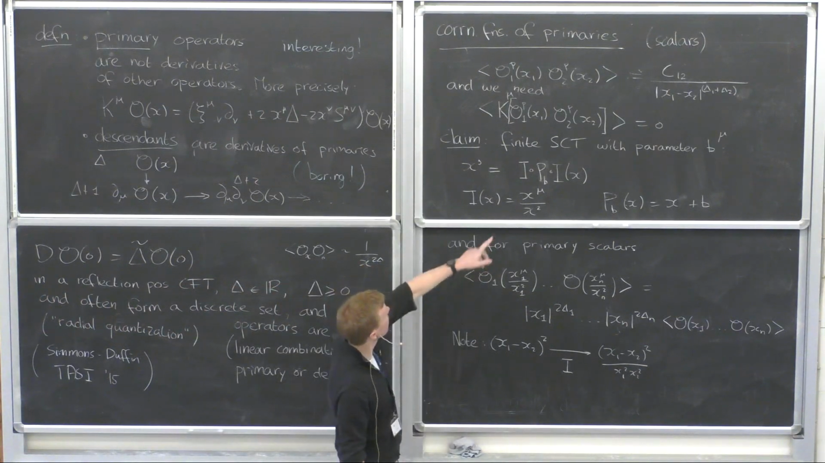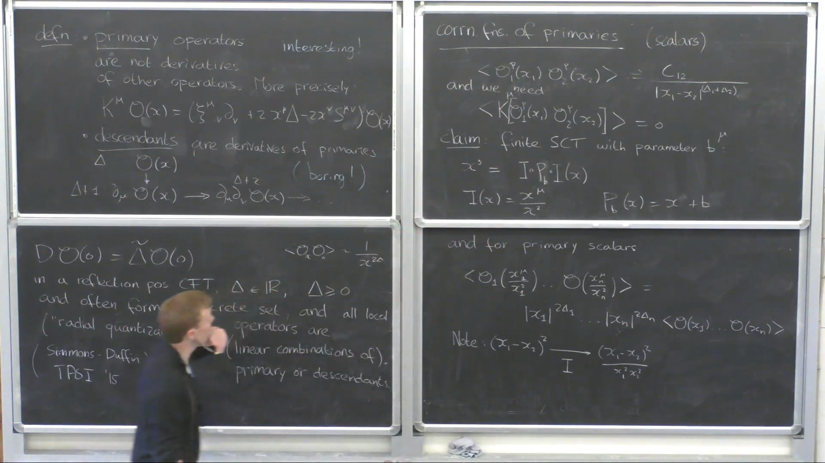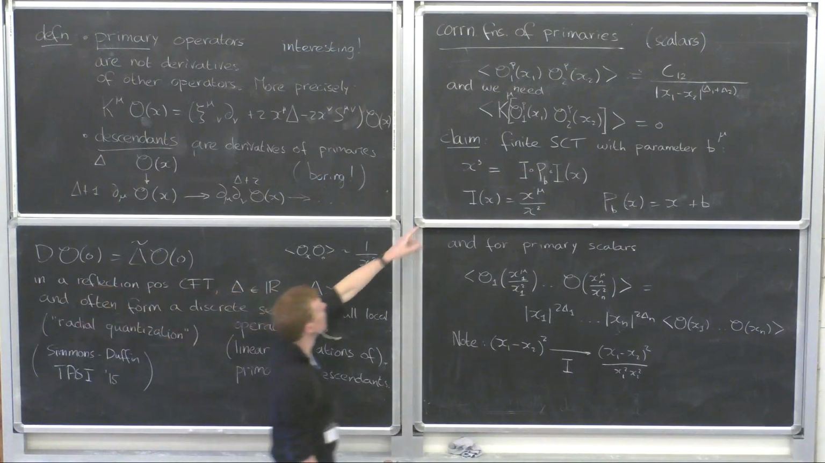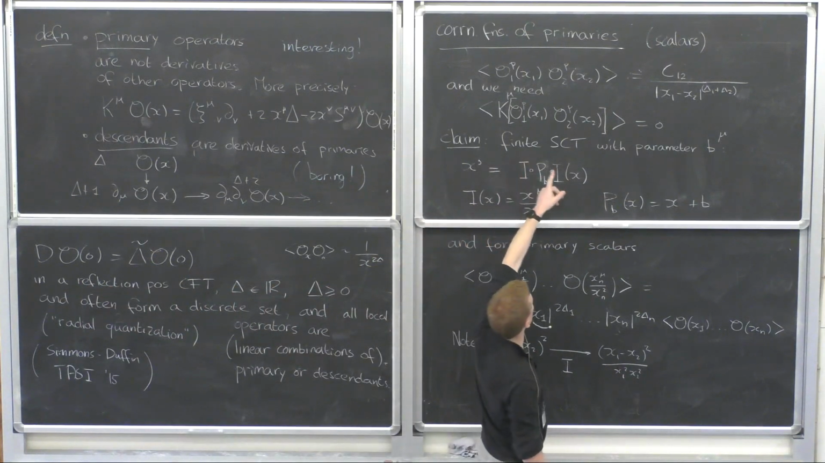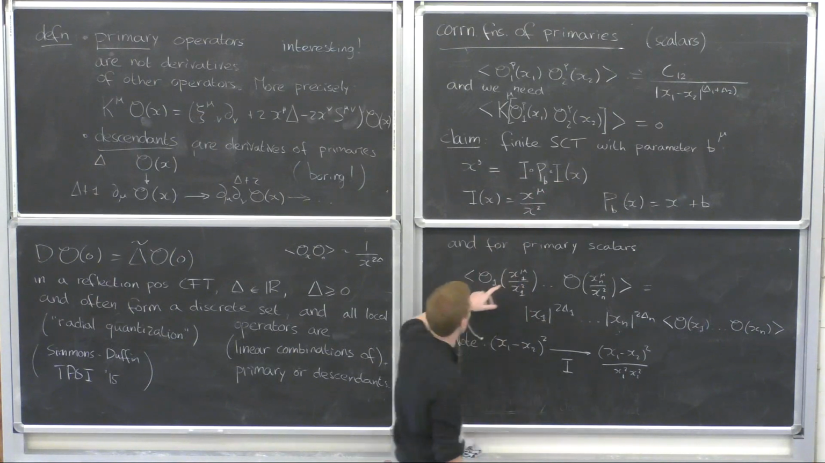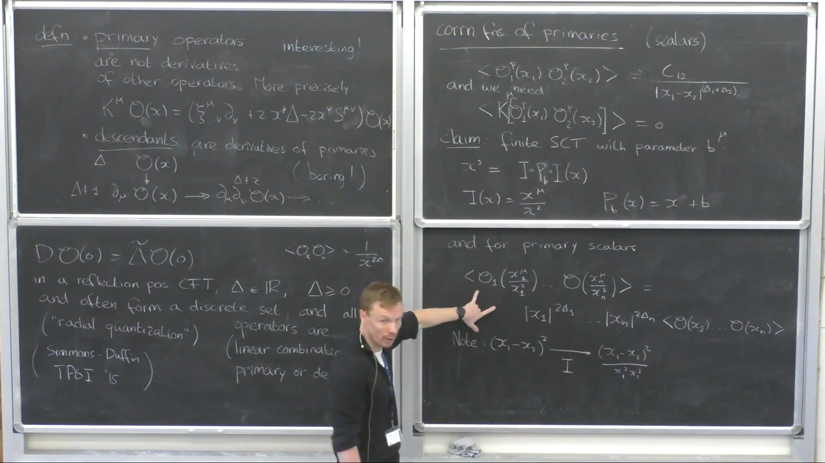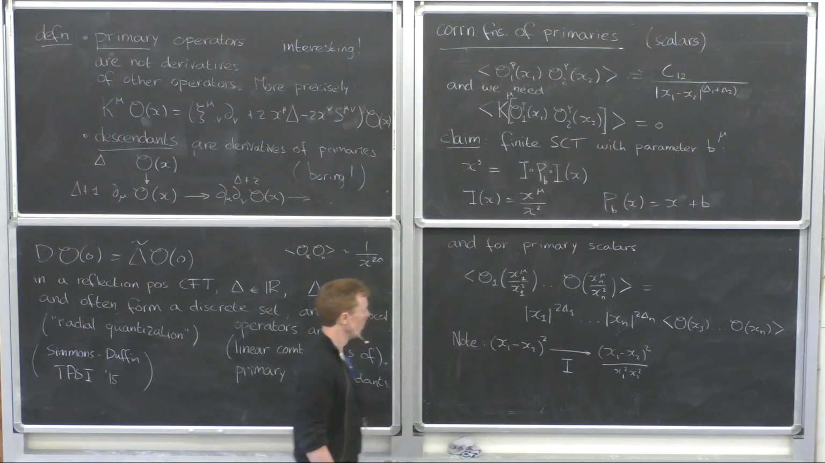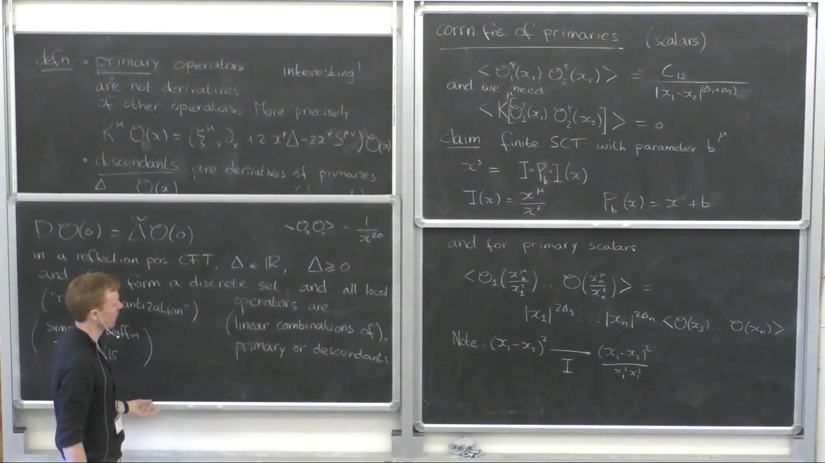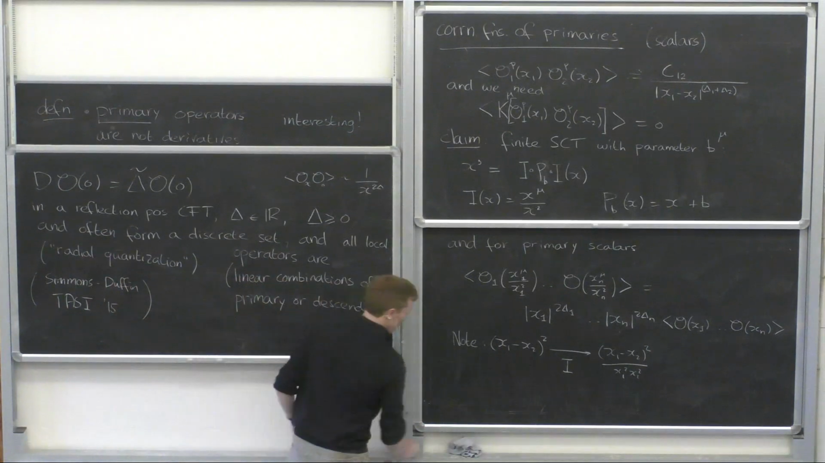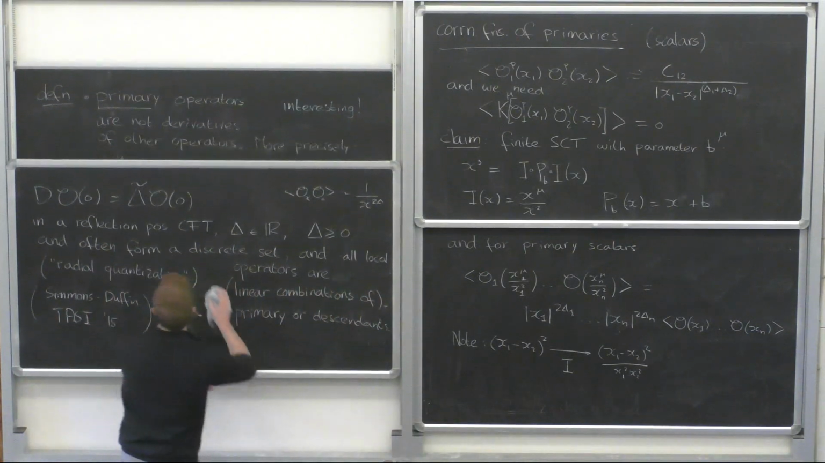So let's check then our two-point function of primaries. We want that it's killed by a special conformal transformation, but really we want to check this property of the two-point function. So we can check it now very easily under an inversion.